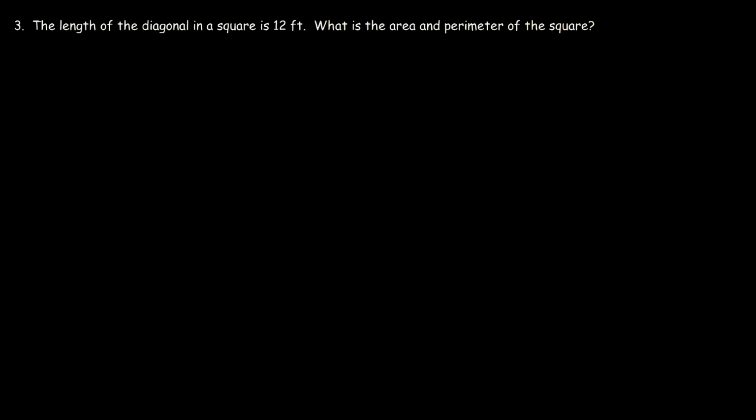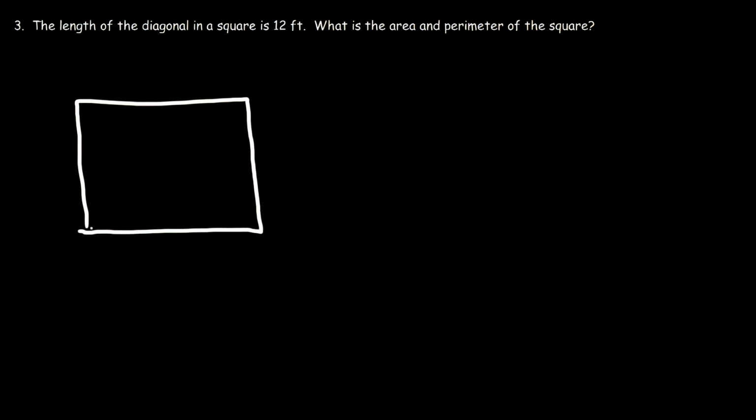Now let's try this problem. The length of the diagonal in a square is 12 feet. What is the area and perimeter of the square? So if we're given the length of the diagonal, let's call it L, how can we find the side length S?